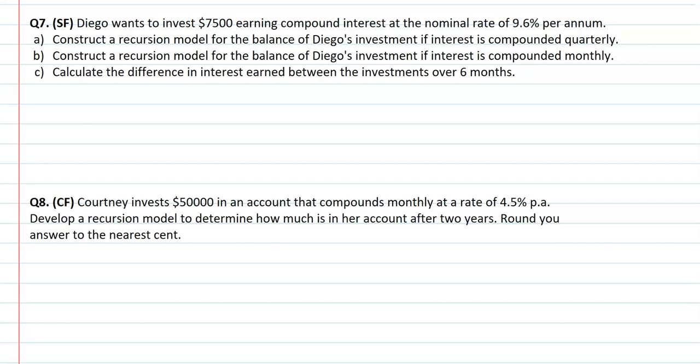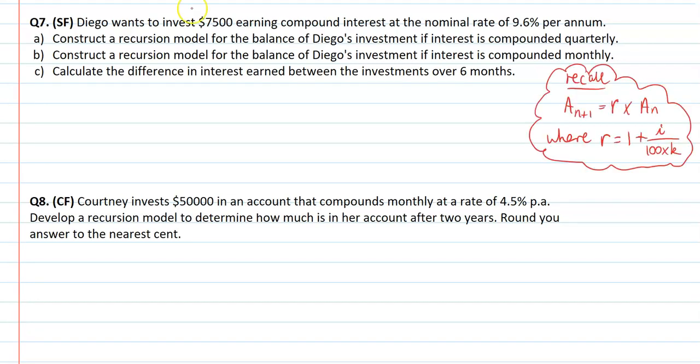And the last question, we've got good old Courtney Courts. She's investing $50,000 that compounds monthly, and you've got to develop a recursion model to figure out how much is in her account after 2 years. Okay, so I'll work through the answers. If you just want to try it yourself, press pause, and then you can check in.